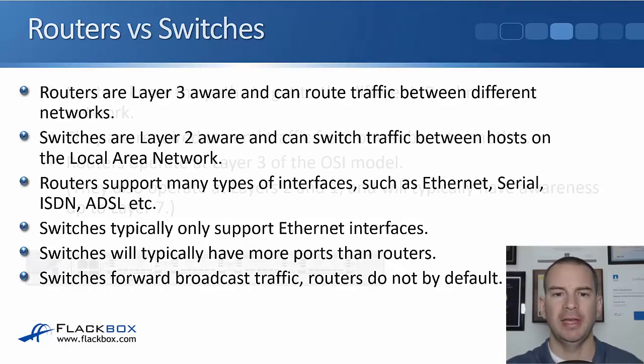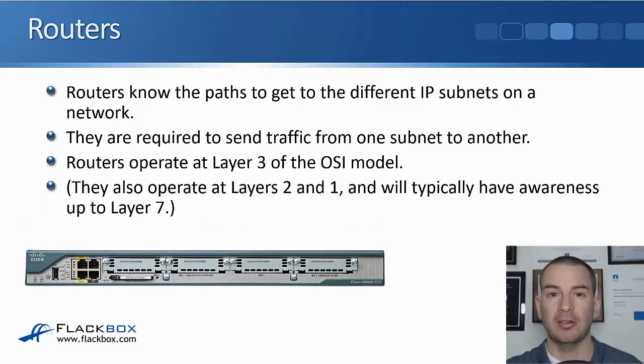So let's go back a slide. A couple of the things that I said there are that routers support many more different types of ports than switches, and they'll usually have less available ports than switches. So if you remember, we had a look at a Cisco Catalyst 2960 switch, which had 48 ports when we did the basics of switches.